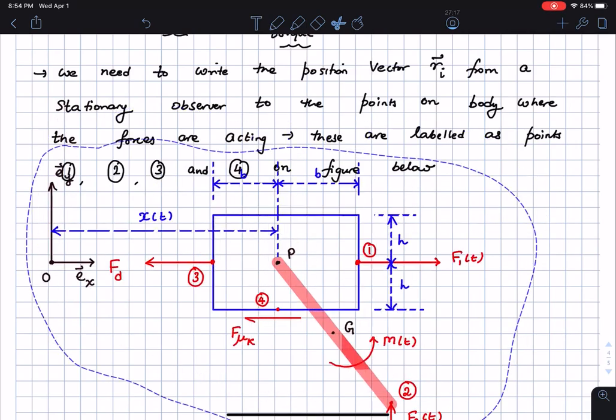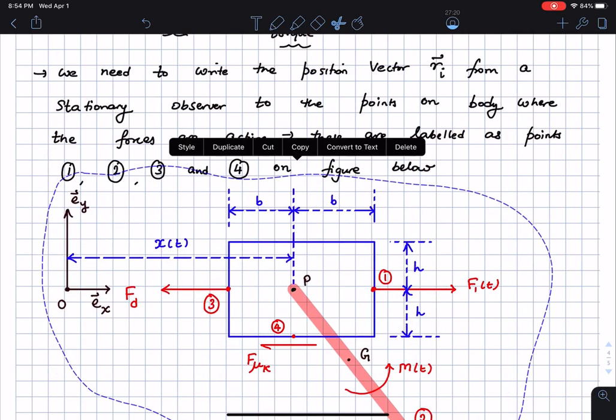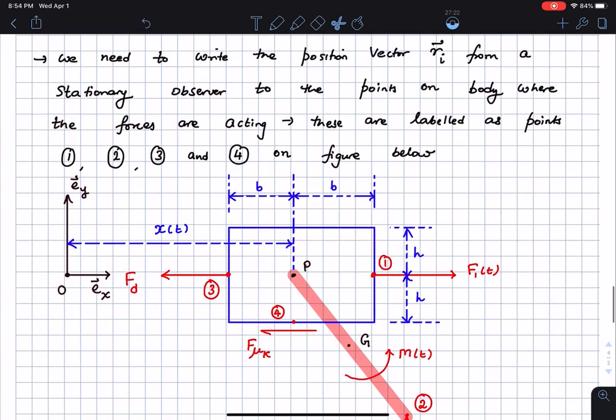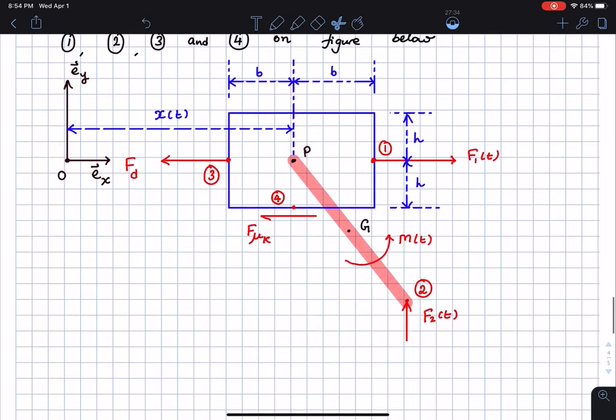Okay, so I'm going to bring that figure here, and then you'll see that we need to write the position vector Ri from the point O to where all these forces are acting. So we essentially need the position vector from point O to point 1, point 2, point 3 and point 4. Okay, so I'm going to list them as the following. Okay, let's start off with the first one. So the first one is R1.